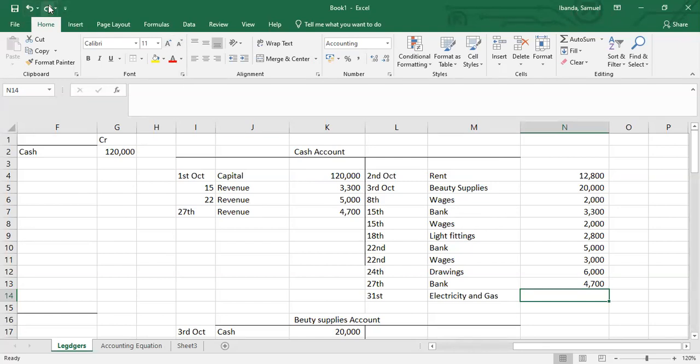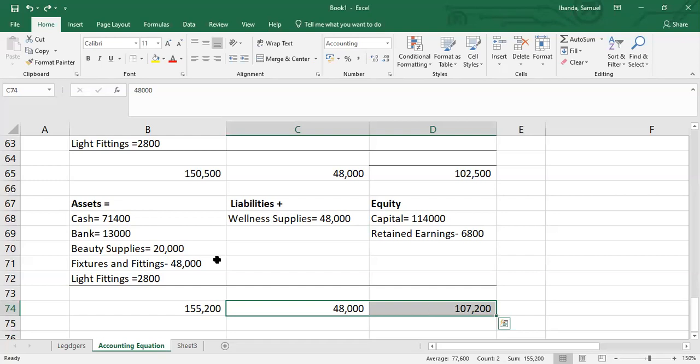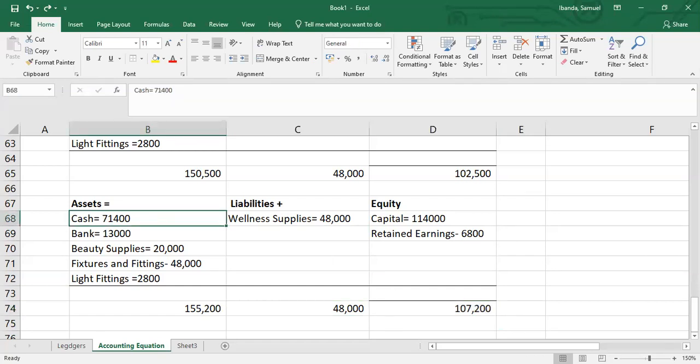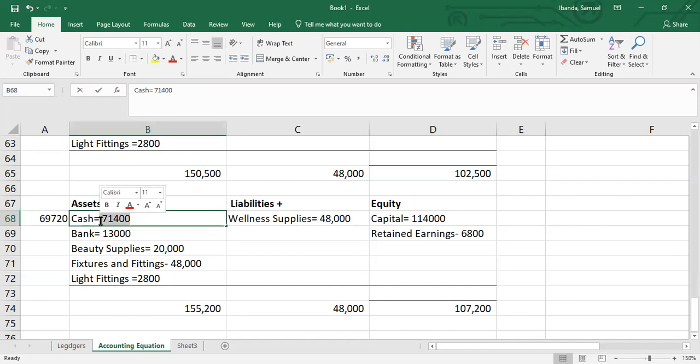So our electricity and gas, we've updated here. Then when it came here, this is what we have. Since it's electricity and gas, we shall adjust on our cash. So our cash is 71,400, and we are removing 1680. So it gets us to 69,720.